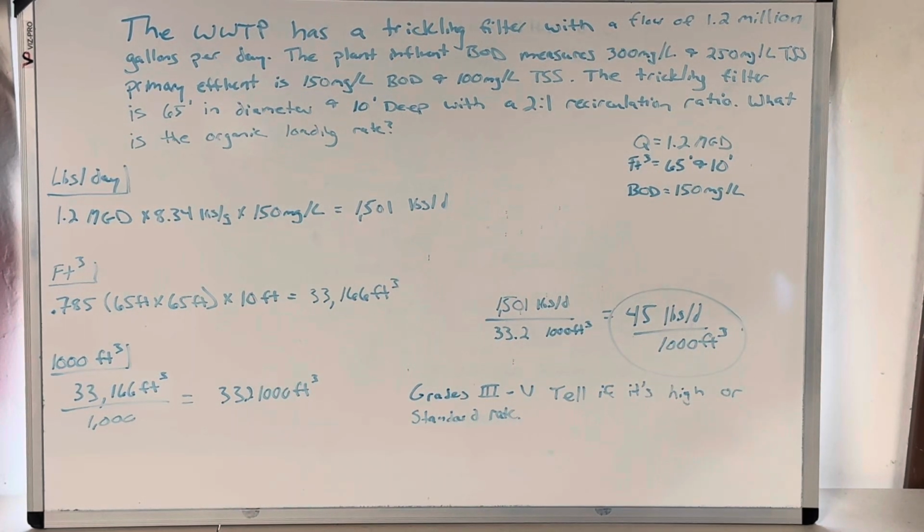So the other things you might get if you get low, like say I got 6 pounds per day per 1,000 cubic foot, grades 3 through 5, you might be asked, are you nitrifying? Do you know the answer to that? Because if you don't, you need to go study your trickling filter material. You would be nitrifying more than likely if you were 6 pounds per day per 1,000 cubic foot. And that was covered in my whiteboard as well. So I hope that helped people. Grades 3 through 5, be ready for those curveballs.